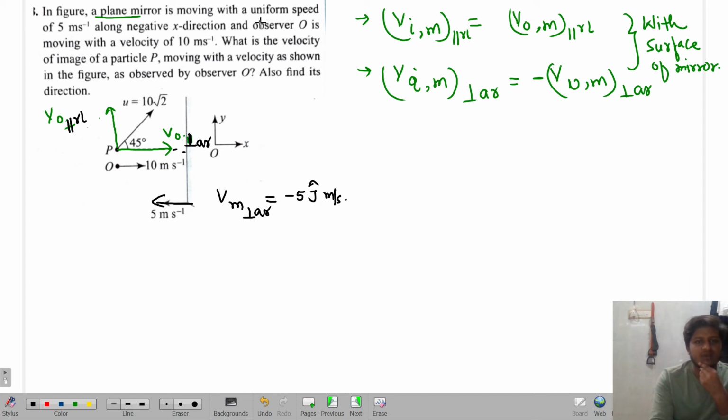In the figure, the plane mirror is moving along the negative direction and the observer is moving with a velocity of 10 meters per second. So the observer is given over here. What is the velocity of the image of a particle P moving with the velocity as shown in the figure? So there are two things here. First, this particle is there, so this is the velocity of object, and the observer is also moving. So this time, what should be the answer? Based upon what should be the condition again?